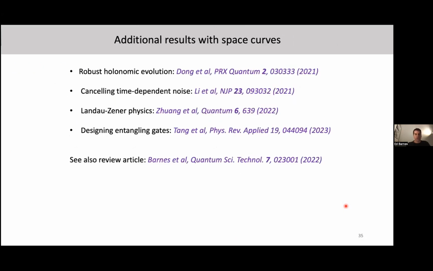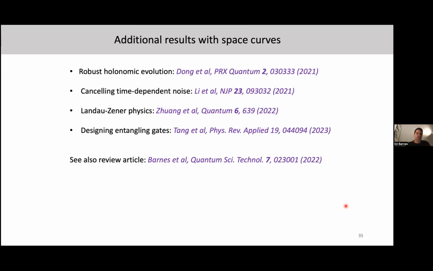So here's just a short list of some things that we've applied this to. So for example, we've applied it to Landau-Zener type physics, where you're trying to drive your system through an avoided crossing, despite the fact that there might be noise causing the avoided crossing energy gap to fluctuate in time. You can adjust your sweeping waveform in such a way that you account for that, you correct against it.